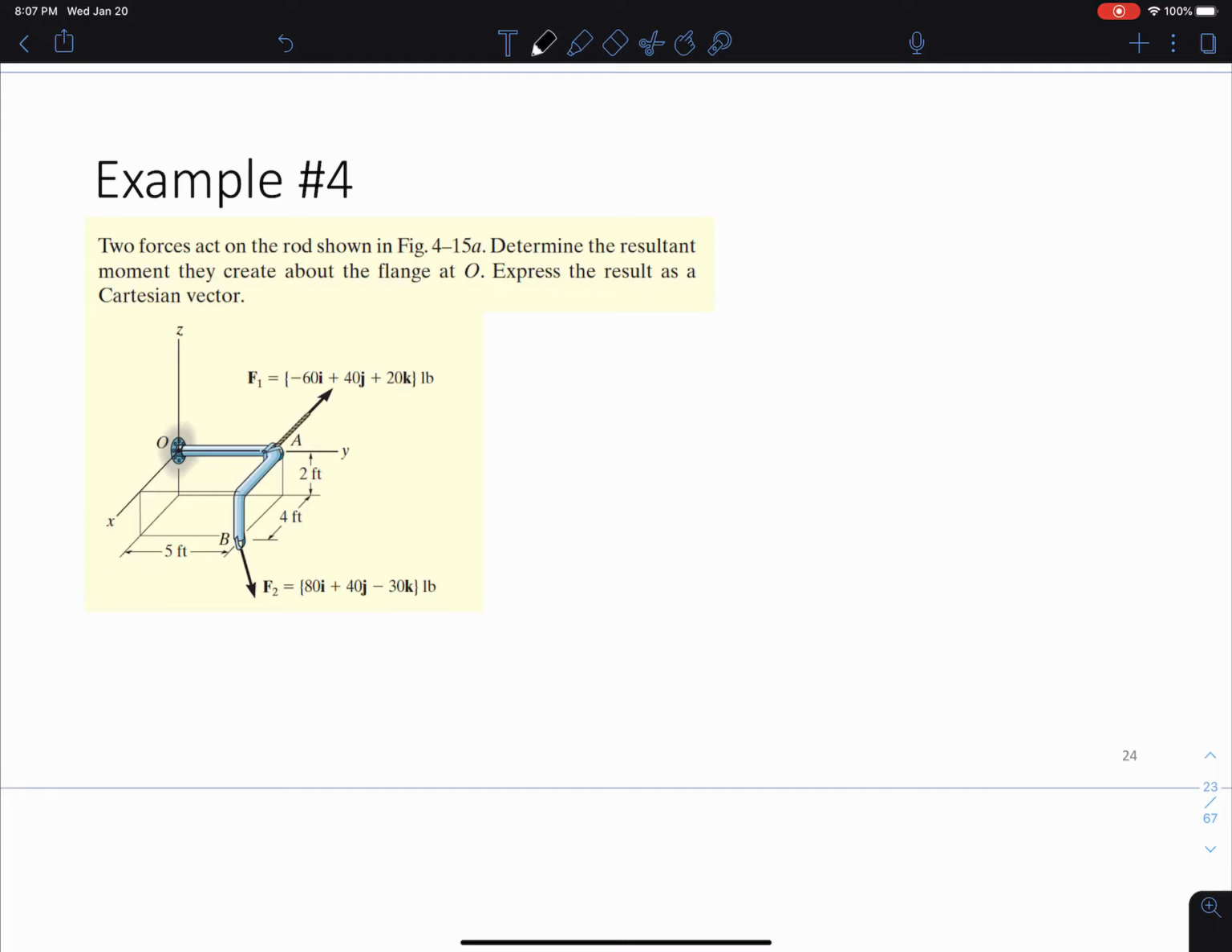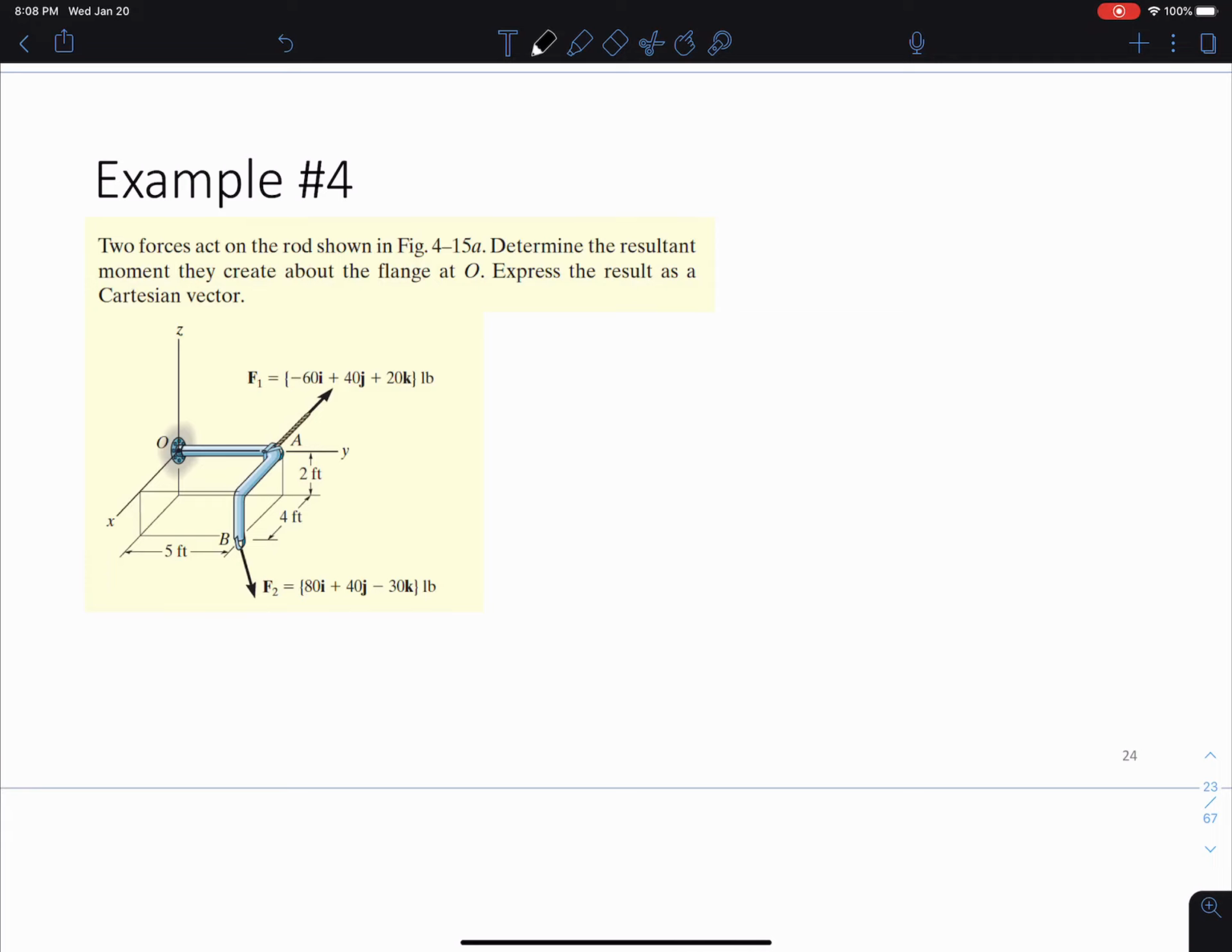3D system here that has two forces acting on a rod. What we want to do is determine the resultant moment, very similar to example 3, that both of these forces create about the flange at point O. And again, we want to express this result as a Cartesian vector.